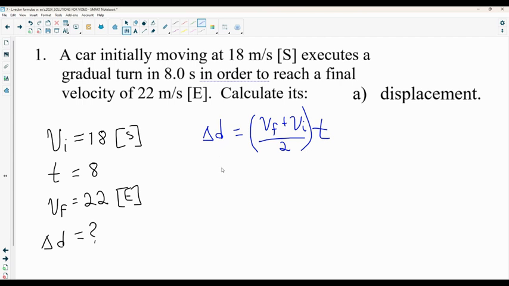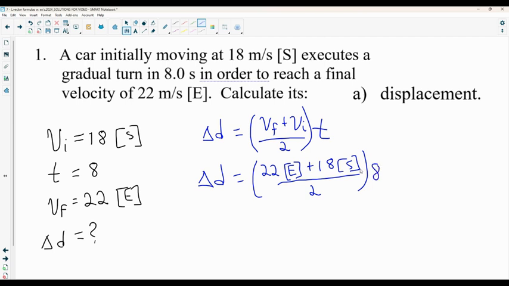Now let's sub into our equation all the stuff we know. Our change in displacement is equal to, what's our final velocity? Well, it's 22, but in this case, we can't ignore the directions, because we can't say south is positive and east is negative, since they're perpendicular to one another. That's why this gets tricky. Then we add our 18 to the south, which is our initial velocity. All of that is divided by 2, and then we multiply all that by our time, 8.